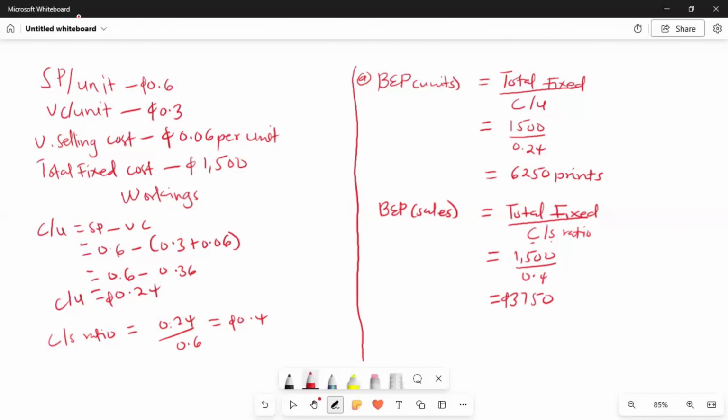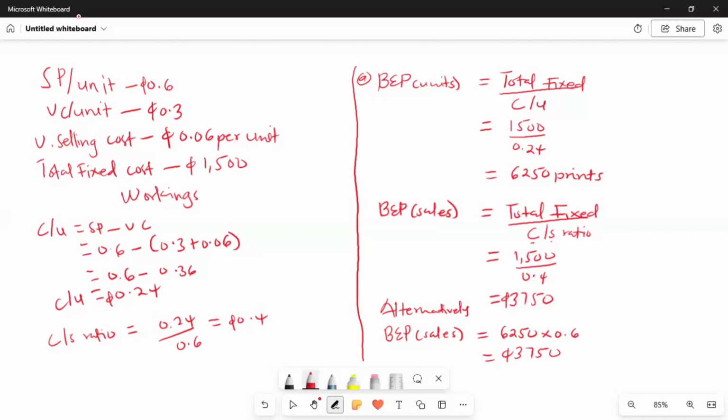Alternatively, you can also find the break-even point in sales this way: you pick the break-even point in units, that's the 6,250, and you multiply by the selling price per unit, which is 0.6. We are still going to get 3,750 Ghana cedis.